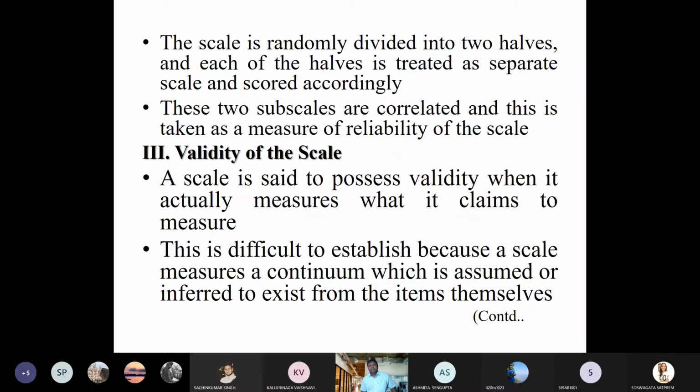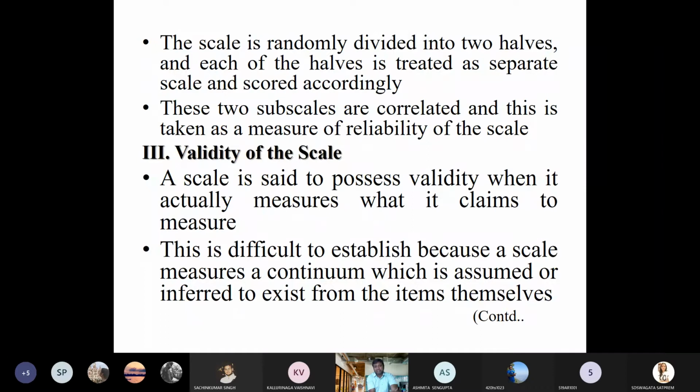The scale is randomly divided into two halves, and each of the halves is treated as a separate scale and scored accordingly. So what we are doing here, we are not making the complete half of it. We are randomly dividing the questions, and while asking, we are mixing the questions, so that each of the halves is treated as a separate scale. It is not that we are using it as one scale, we are using it as a separate scale, and we are scoring accordingly.